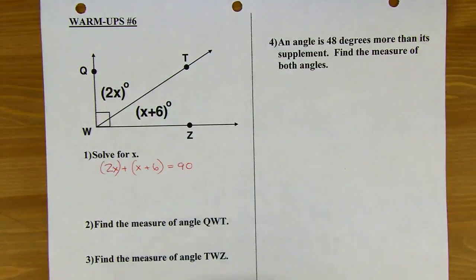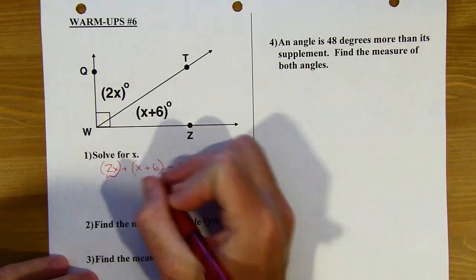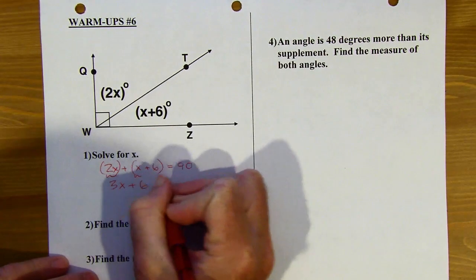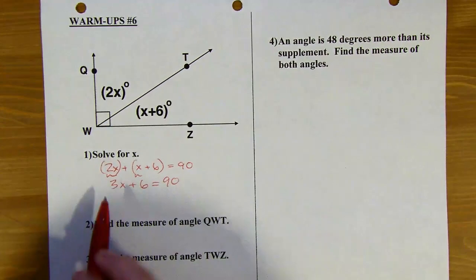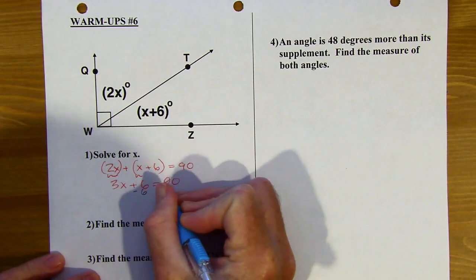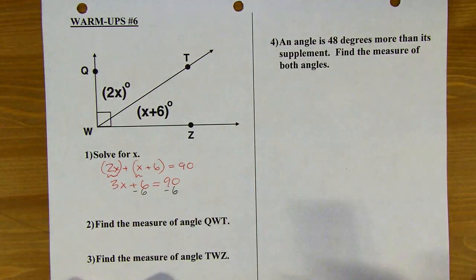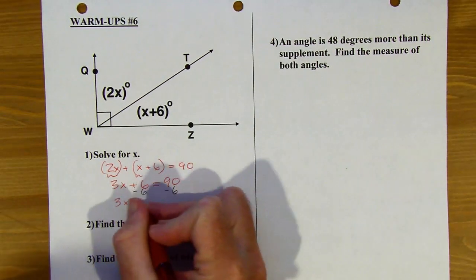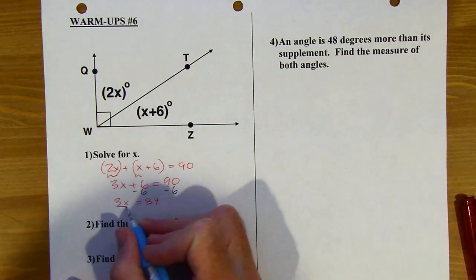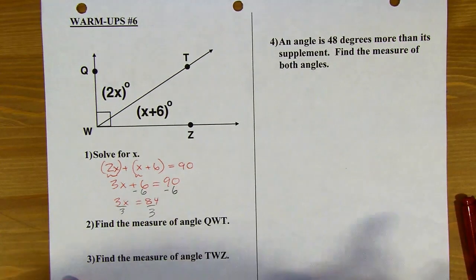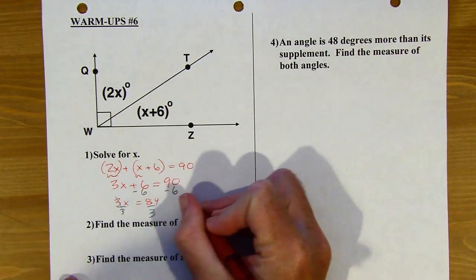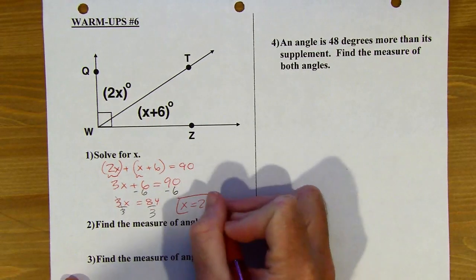And now I can solve for x. So I've got some like terms here. 2x plus 1x is 3x. And I'll start to isolate the x. I'll subtract 6 from both sides. I've got 84 left on the right side, and then divide by 3. And 84 divided by 3 is going to come out to exactly 28. So there's our first solution.